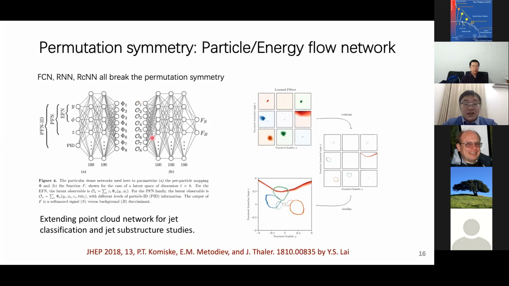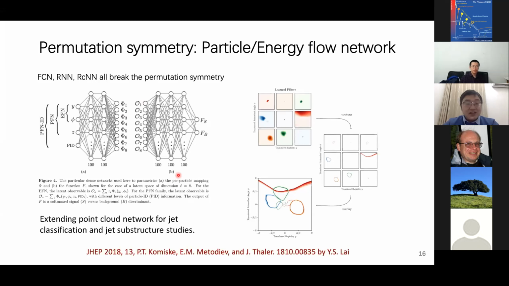They are connected to a fully connected neural network and produce 2 neurons to represent the signal and the background. And what's interesting is that one can visualize what has been learned by this neural network and which regions in the momentum space are most relevant for the classification task.